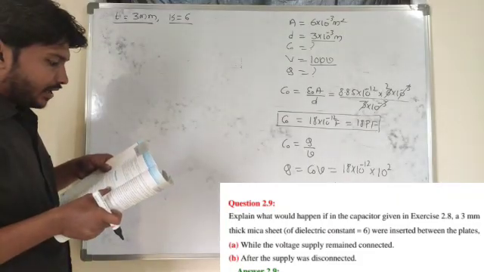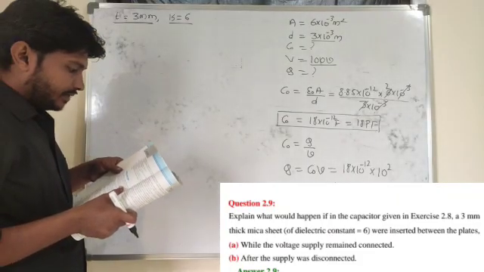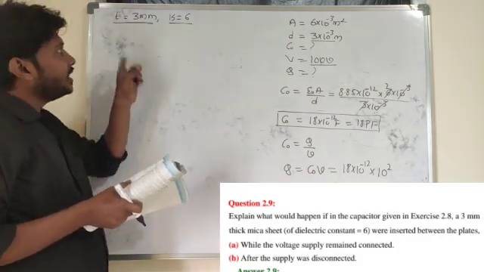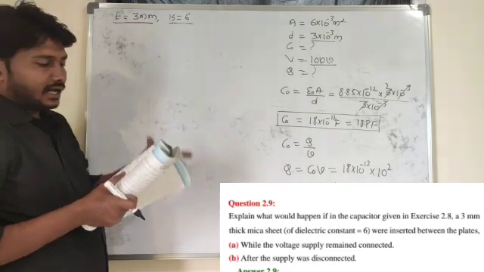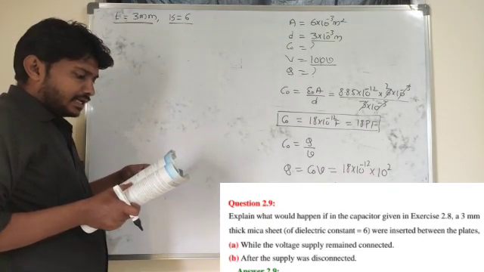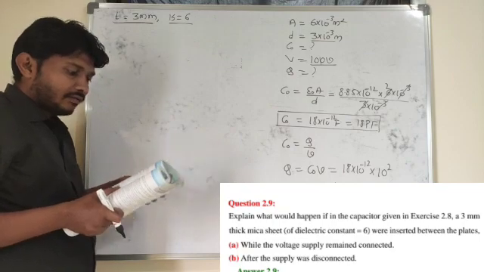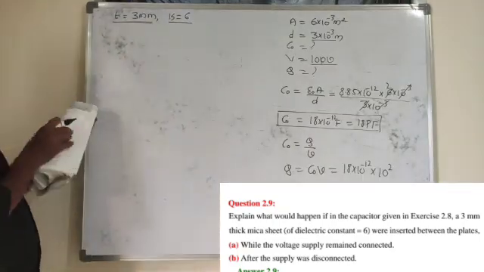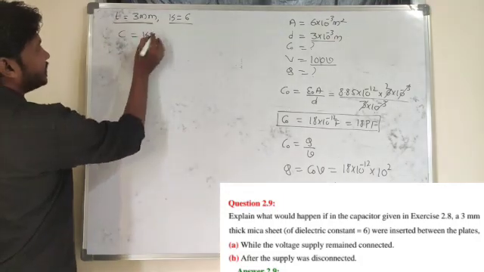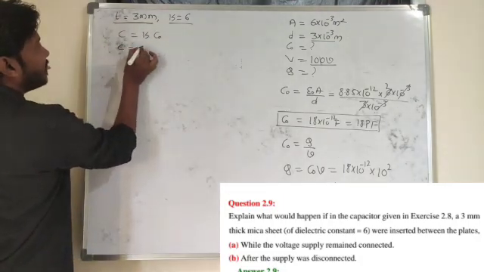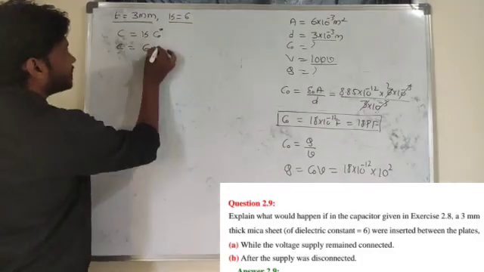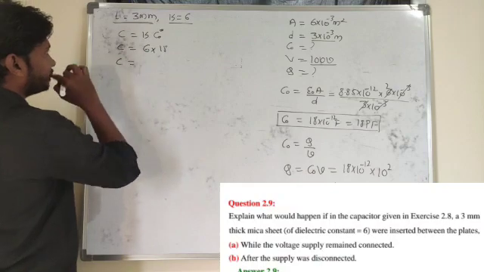So in that situation, inserted between the plates, what would happen to the capacitance? So first I want to find out the capacitance after introducing a dielectric medium here, while the supply remains connected and after the supply was disconnected. So first one, if the supply remains the same, what would be its capacitance value? So C is equal to K into C0. K value is 6 here. C0 value is how much? C0 value is 18 here.